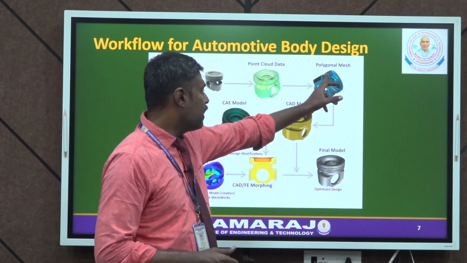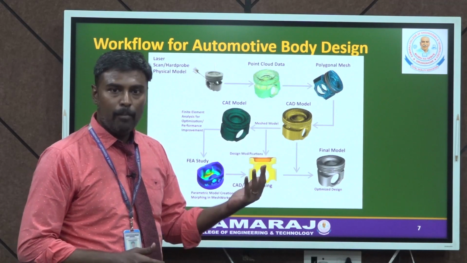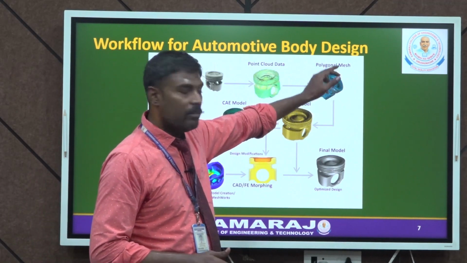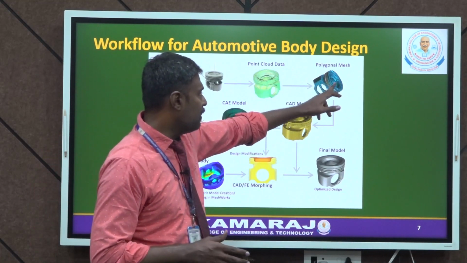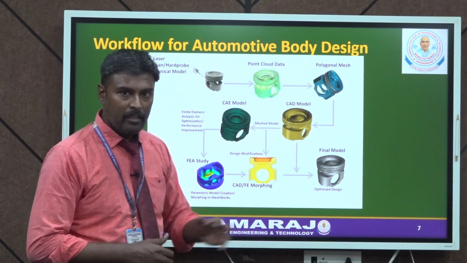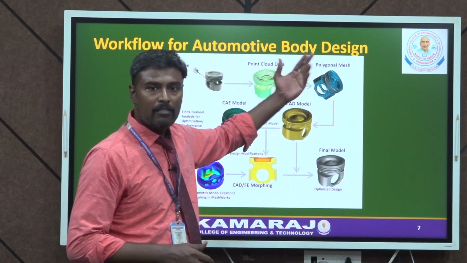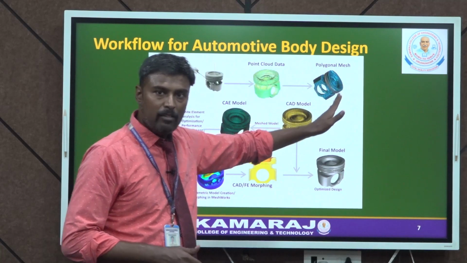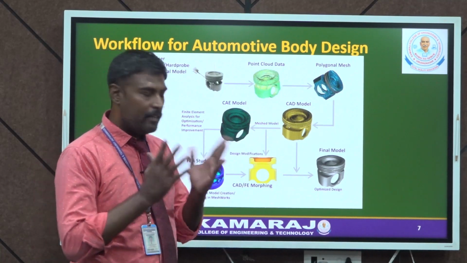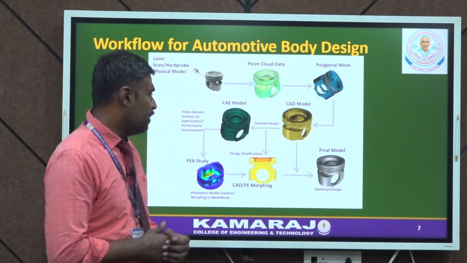The polygonal mesh will be converted to a CAD model based upon the connectivity by using NURBS. NURBS is non-uniform rational B-spline curves. So these polygonal curves will be connected to NURBS. Using smooth curves, the surface modeling will be done. Once the surface modeling is done, it will be patched together and it forms a solid model. So the initial CAD model is defined.